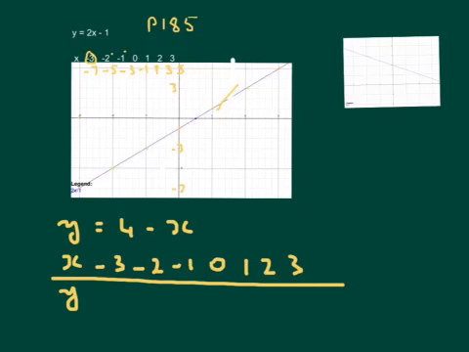Let's have a look at this one. y equals 4 minus x. Okay, so I've got my x values there, and I've just got to simply substitute the x values into my equation, and I shouldn't have too many problems.